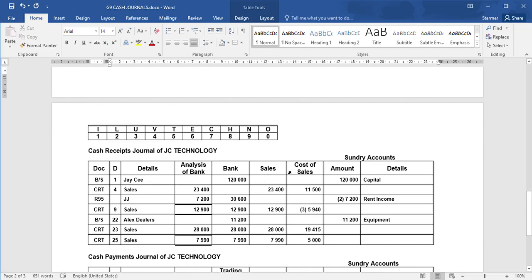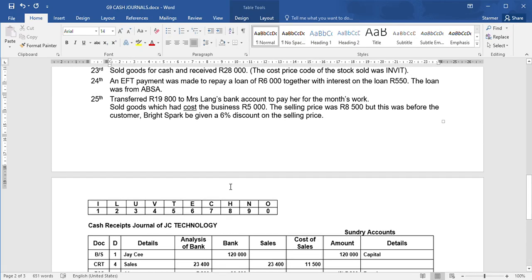If you don't have a special column for something, you have to use sundry accounts, which is why I wrote capital under sundry accounts. Just one other thing as well, you'll notice analysis of bank stayed empty. That is because the money did not come into the business before we banked it. We only record stuff under this column here if the money comes into the business before we take it to the bank. In this case, it went directly into the bank account.